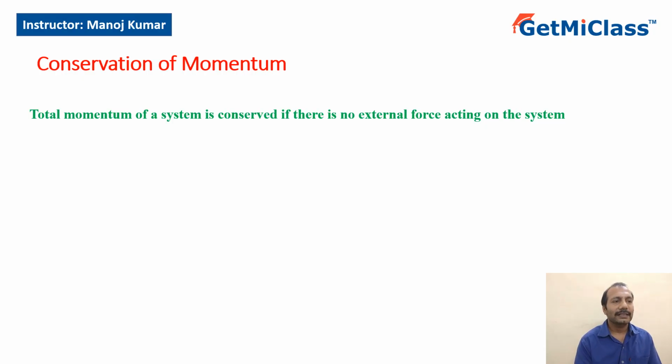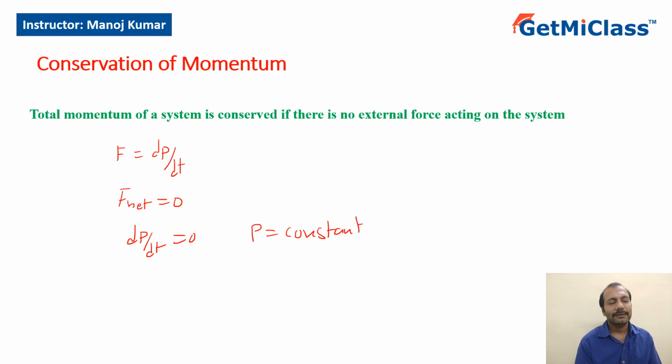Now what does Newton's second law say? Newton's second law says F equal to dp by dt, rate of change in momentum equal to force. So if F net equal to 0, that means what? dp by dt equal to 0, or momentum equal to constant. So whenever we talk about conservation of momentum, we check whether the forces involved are external or internal. If external forces are involved, then we cannot consider conservation of momentum. But if only internal forces are involved, then we can consider conservation of momentum.